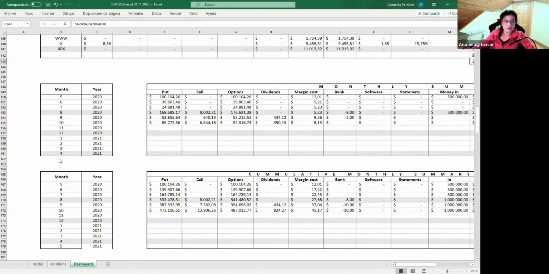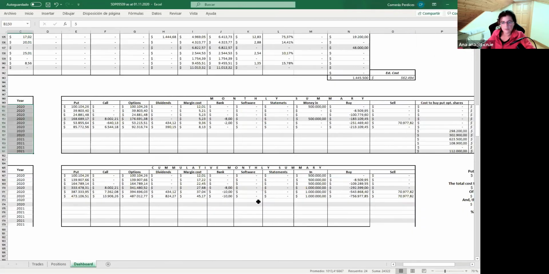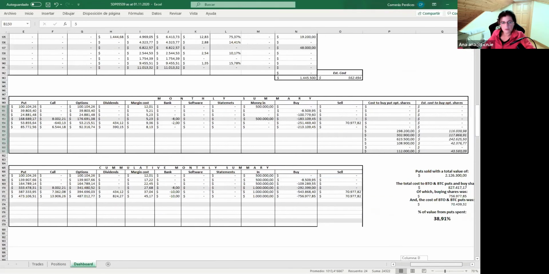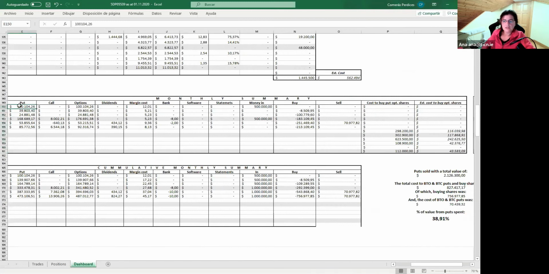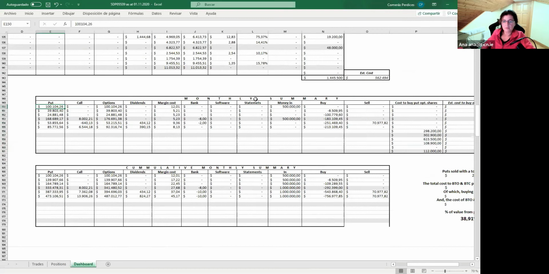Well, the first, this is quite clear, right? Month 5, that's May, June, July, August, September, and so on, of the different years. That's quite obvious and simple and easy to follow. Let me go here to the right-hand side. So this is the monthly summary, month by month.